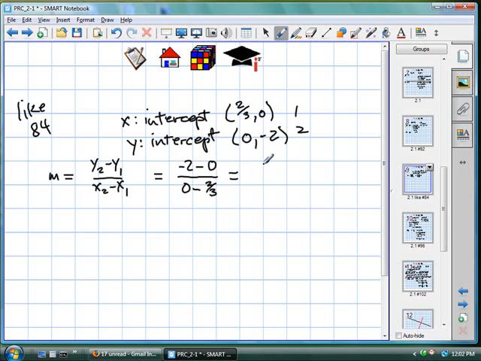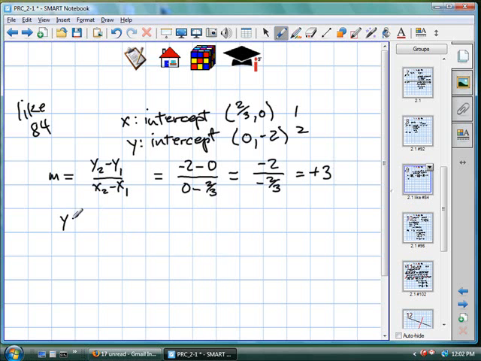Then just simplify. Negative 2 minus nothing is negative 2. 0 minus 2/3 is negative 2/3. Okay, first of all, it's a negative divided by a negative, so we know it's going to be positive. And how can I do that? Can't I just invert the bottom fraction and multiply? So isn't it really 2 times 3 over 2? And the 2's will cancel. Okay, so we got a slope of 3.